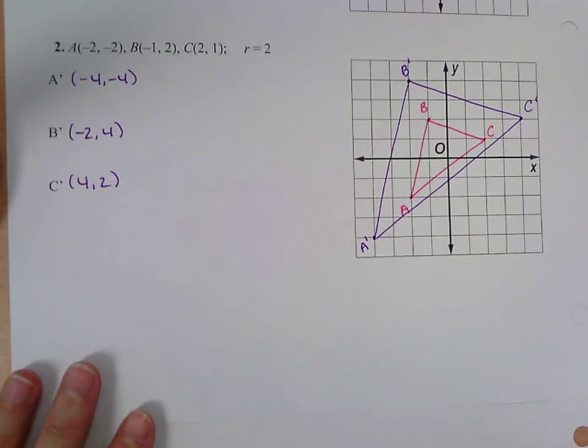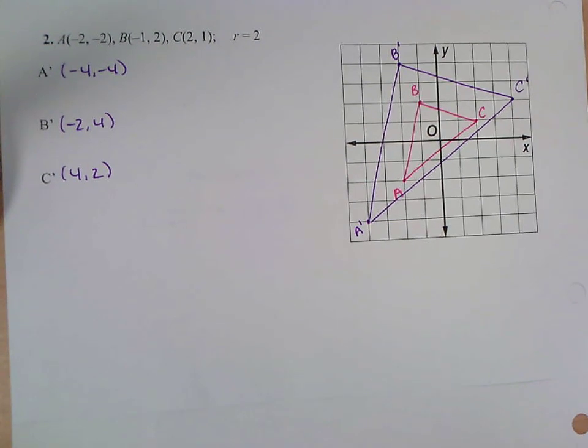When you're done, not all of you were done when I walked around, so you can check. Remember, you do multiply by r. The only reason I was dividing in the first one is multiplying by 1/2 is the same as dividing by 2. So here you'd multiply all of your coordinates by 2, so your triangle should be twice as large.